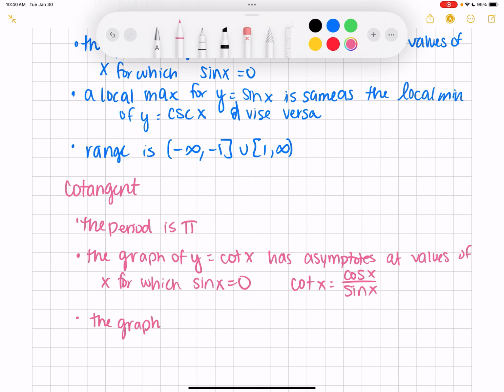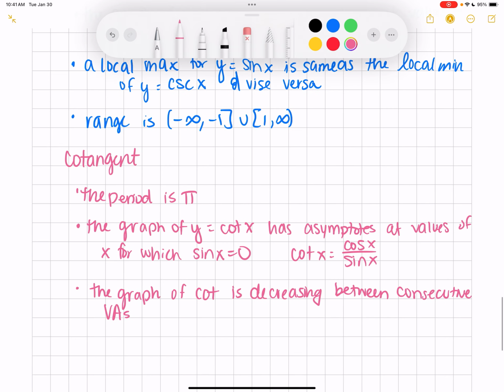The graph of cotangent is decreasing between consecutive vertical asymptotes. I'm just gonna write VAs. And then the last thing, the cotangent function has no amplitude, just like tangent.